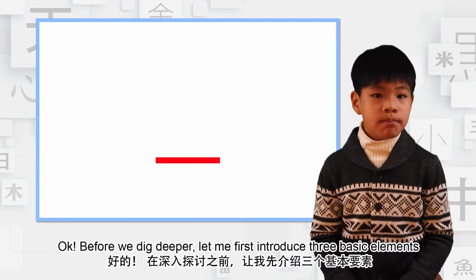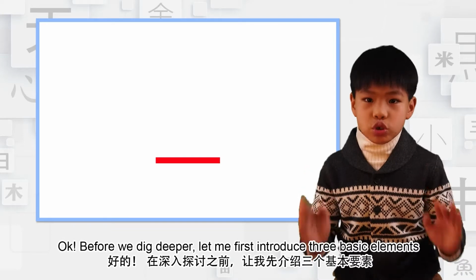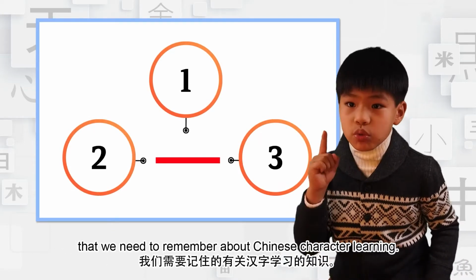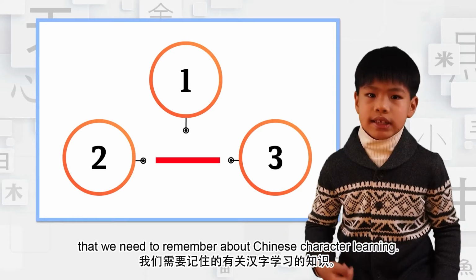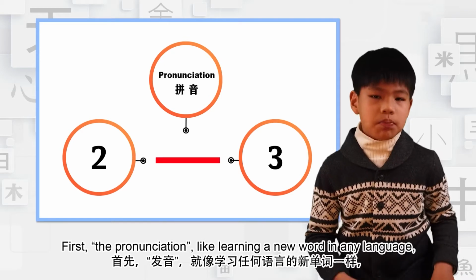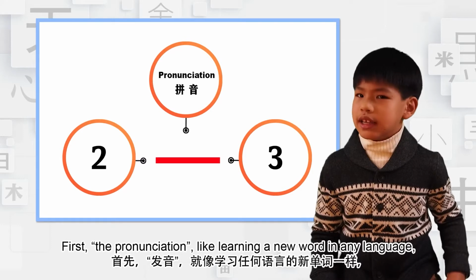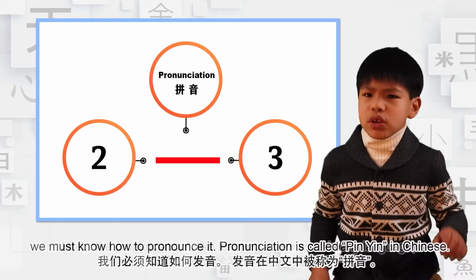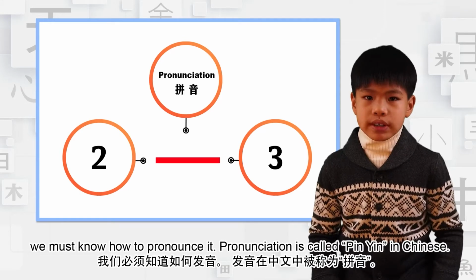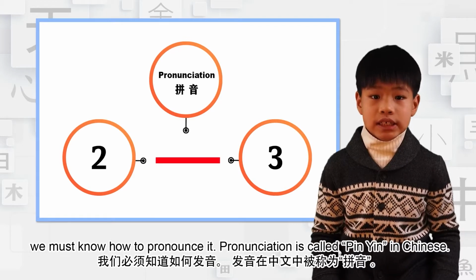Okay, before we dig deeper, let me first introduce 3 basic elements that we need to remember about Chinese character learning. First, the pronunciation. Like learning a new word in any language, we must know how to pronounce it. Pronunciation is called pinyin in Chinese.